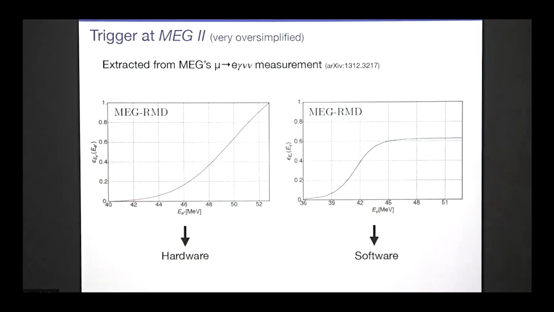Specifically, here is a very, very oversimplified picture of the trigger at MEG2. This was extracted from the radiative muon decay measurement from MEG1, and we extrapolate to MEG2. This is the effect I just mentioned, that the B field is non-uniform. So the turn-on curve for the positron energy is essentially hardwired in. It depends on the angle that you're emitted at and the non-uniform B field. You can't really do very much about it.